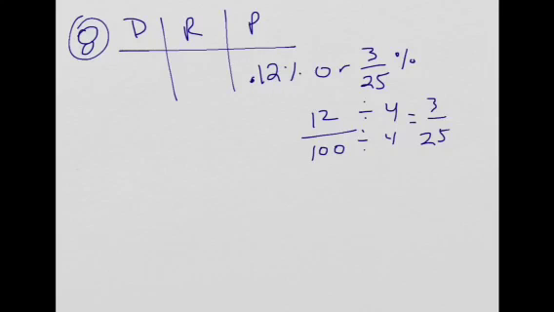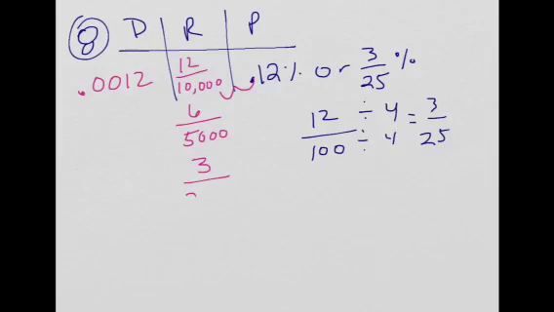3/25%. But now I need to change this to an actual decimal, so I'm going to move it 2 places to the left, so it's going to be 0.0012. And now for the actual fraction that equals, that's going to be 12 over 10,000, which reduces to 6 over 5,000, which reduces to 3 over 2,500.